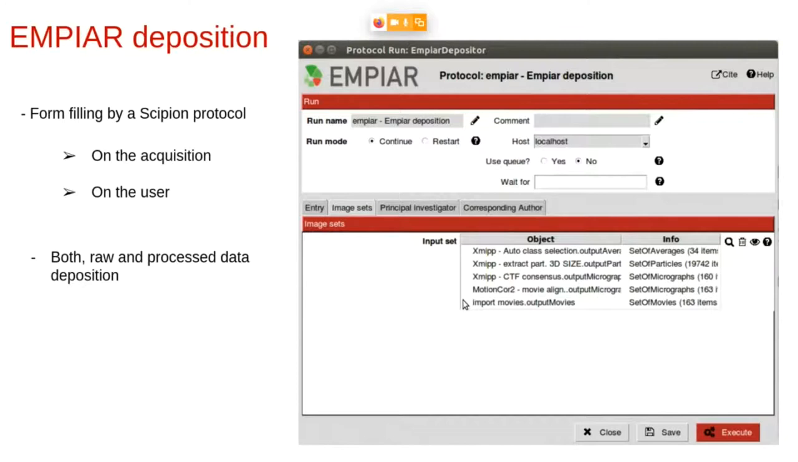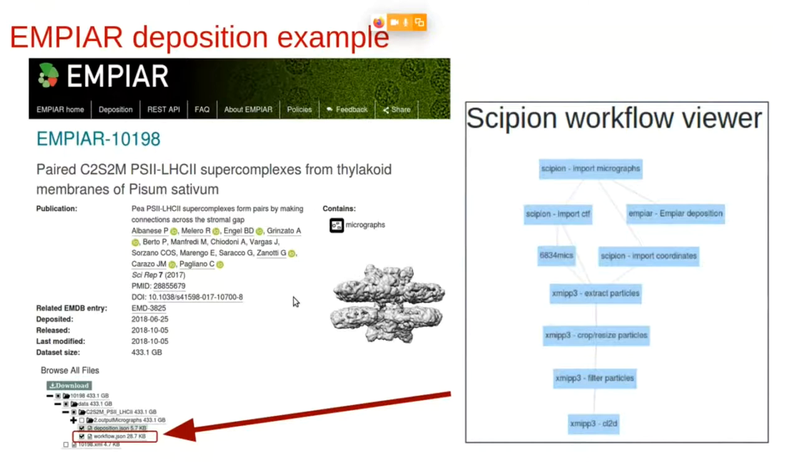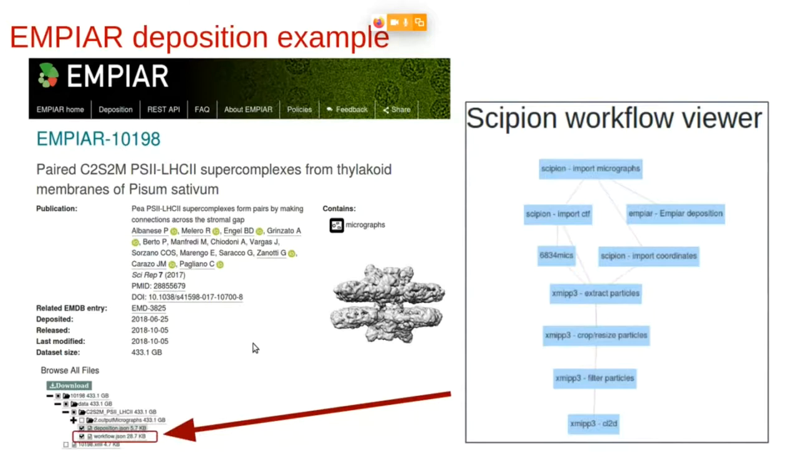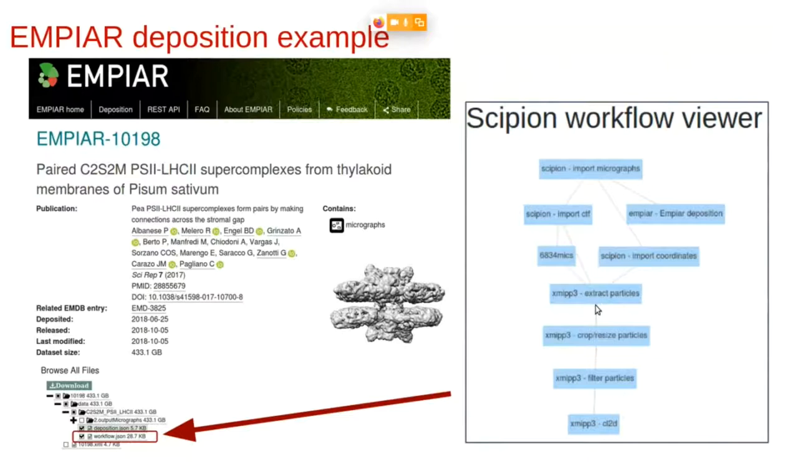But another possibility is to upload not only the data, but also the workflow used during the acquisition. So, for example, in this MPR entry there are not only the movies, which you can see in this part, and the micrographs, but also the workflow.json that includes the whole workflow that has been used during the acquisition. So here are all the parameters set during the acquisition. In this way, traceability and reproducibility are kept over time.